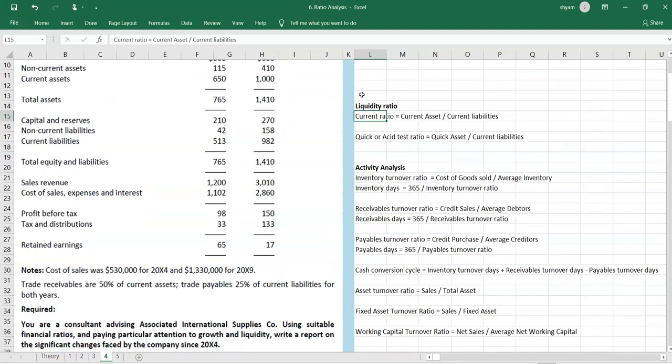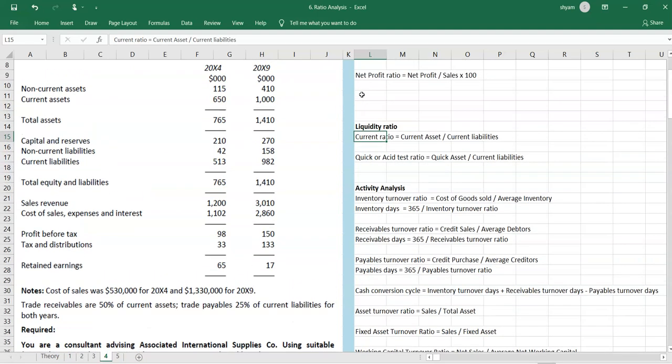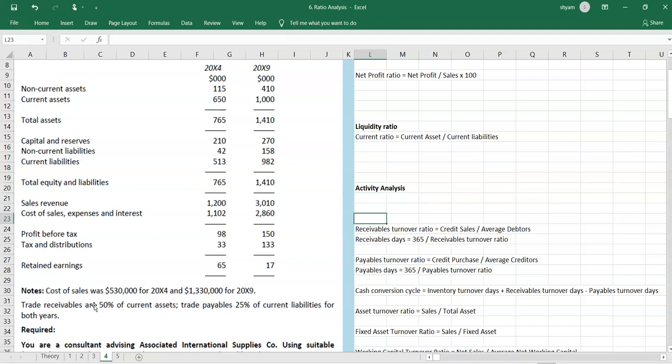Current ratio we can easily find out. We can't find out quick ratio because inventory value is not separately given. They have clubbed everything under current asset. Only receivables data they have given, so we can't find out quick ratio. Inventory turnover ratio we cannot find. We can find receivables and payables.